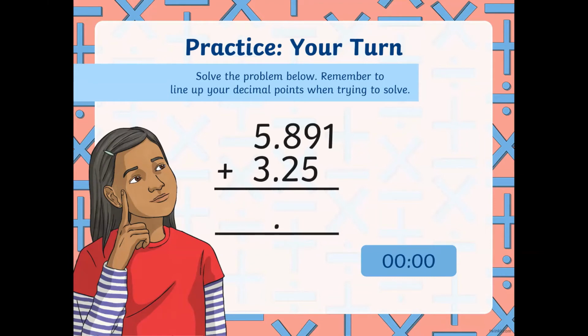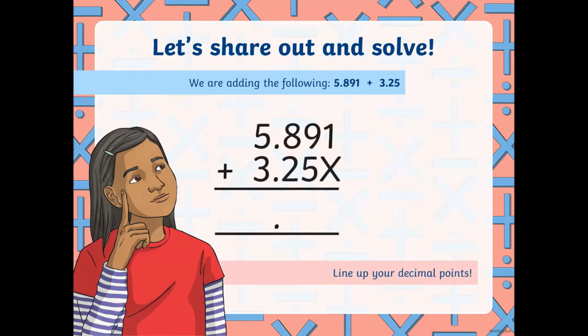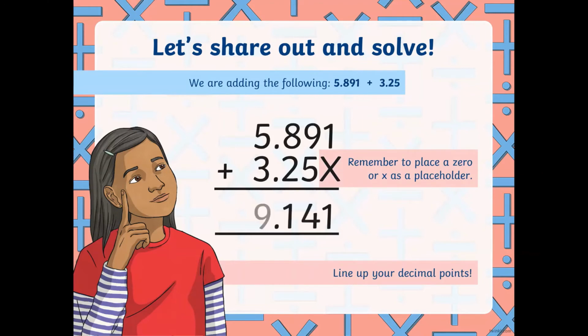I guess that's time up then. All right. So we would just add a 0 there, line up our decimal points. We would put zeros in there instead of X's. And then we got 9 and 141 thousandths, and we got it, guys.